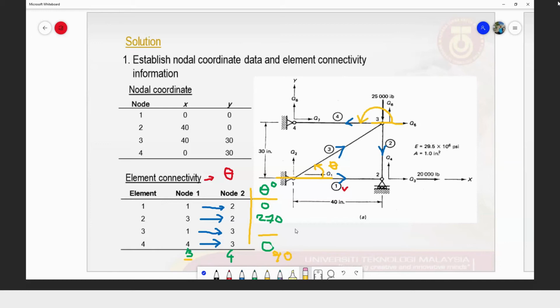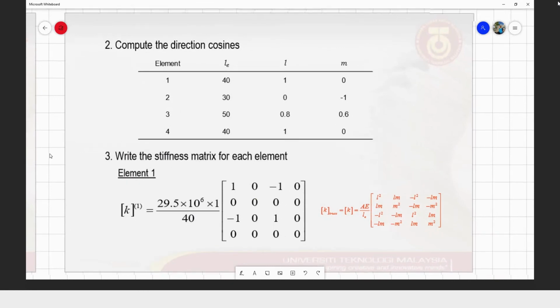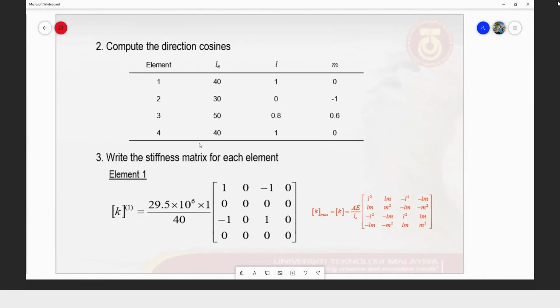And what should we do with all this angle? Okay, this angle will be used in your K metric, which is L equal to cos theta, M equal to sine theta. So you can make a list something like this. You can have, this is the length of the elements. So you can have L.